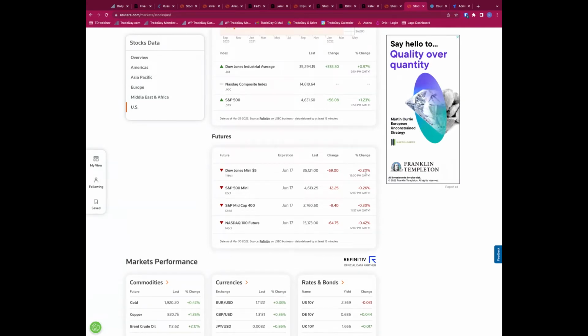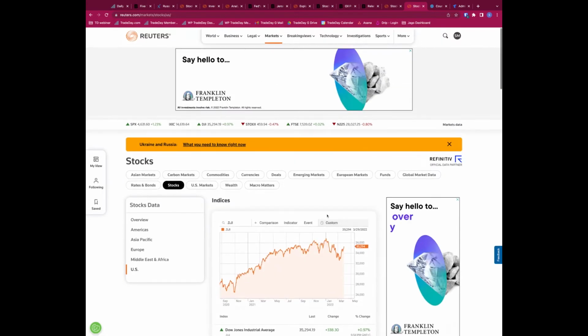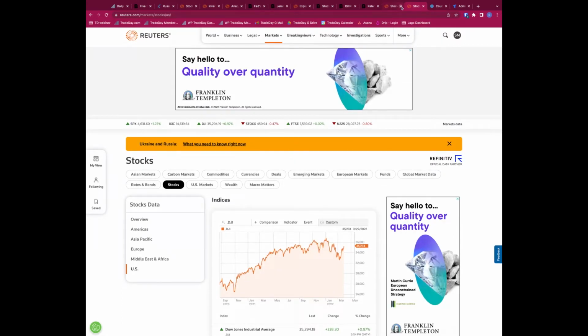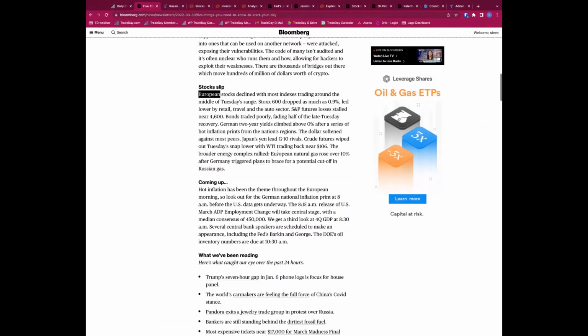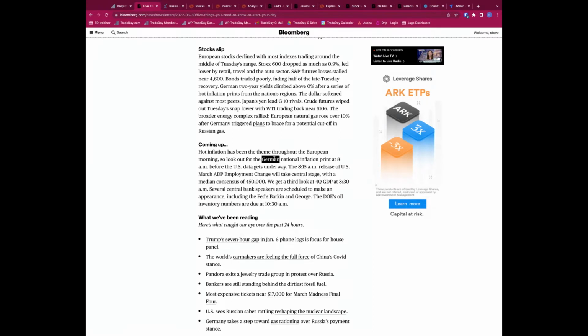It's only a dip lower, a couple of tenths, 0.25% on the Dow and S&P Mini, less than 0.5% down on the Nasdaq. So not a disaster on the downside in any shape or form. Just a slight dip this morning, and then coming up, they're talking about the German national inflation data. That's 8 a.m. New York, Eastern time. So we're certainly going to be keeping an eye on that.